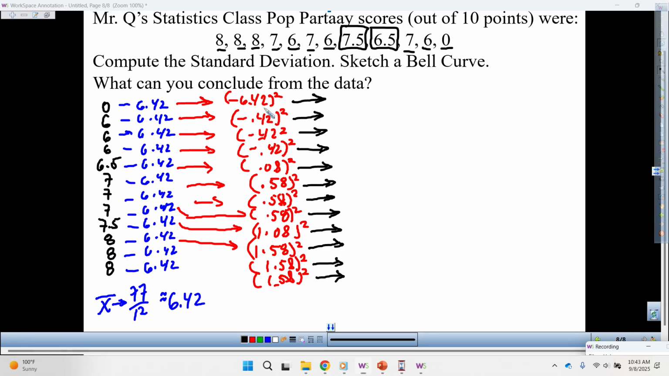All right, 6.42 squared. Fernanda, what'd you get? 41.2. Thank you. What is 0.42 squared? Vanessa? 0.176. And we're going to write that 3 times. We're squaring these numbers.